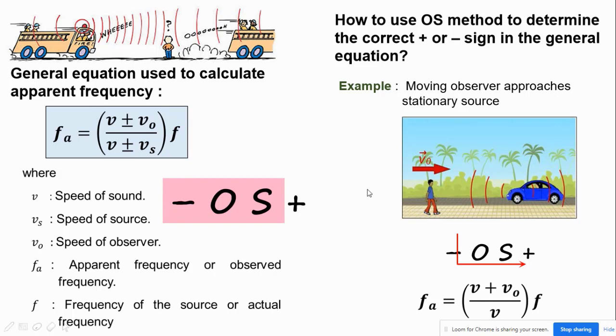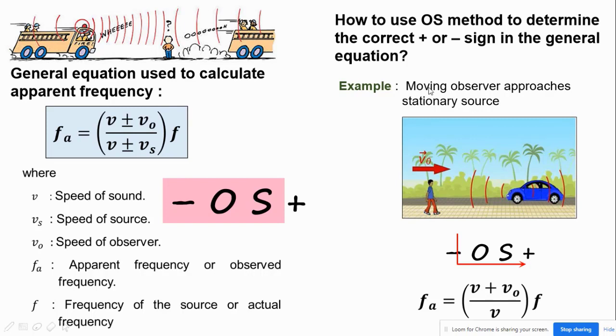Here we have an alternative way, where we apply the OS method to get the correct positive or negative sign to fill into the general equation. Basically, we write the negative sign at the left-hand side of the O and the positive sign at the right-hand side of the X. So we have an example here on how to apply this OS method.